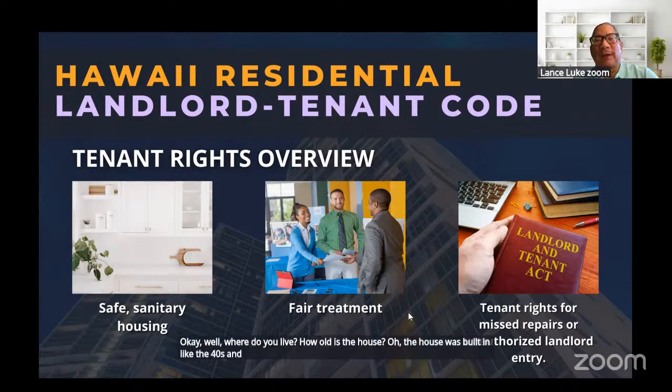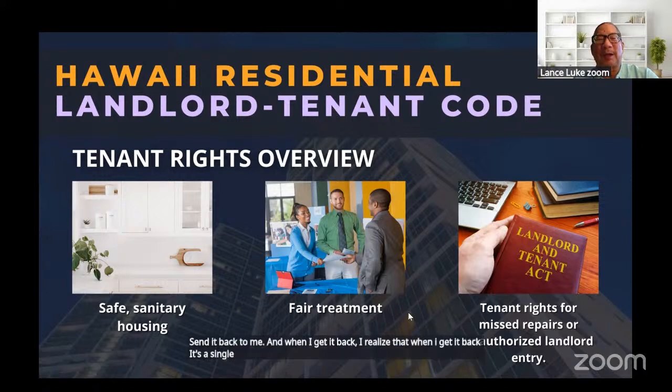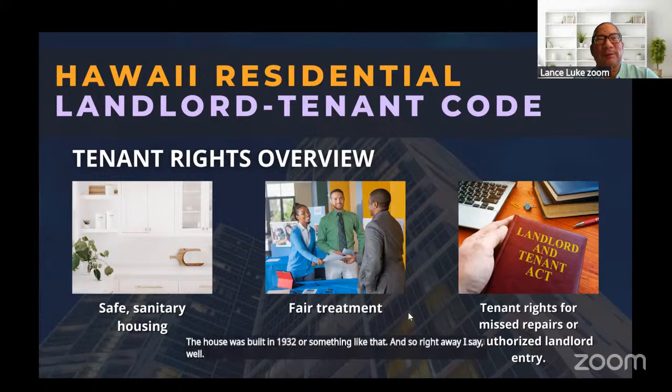And so I asked them, well, do you know where your electrical main circuit breaker box is? And they said, yeah. And then I said, well, take a look at it, take a picture, and send it back to me. When I get it back, I realize that it's a single family house, right? It's 900 square feet. And I look at the picture and there's only 4 circuit breakers. The house was built in 1932 or something like that. And so right away I say, well, I don't think the house was built to have all this electronics and appliances and all.